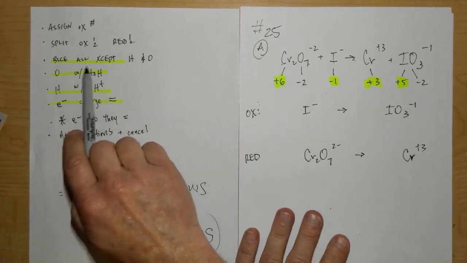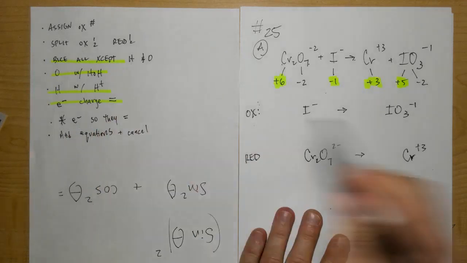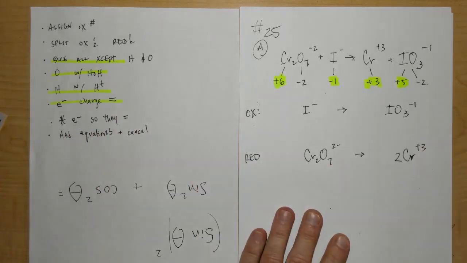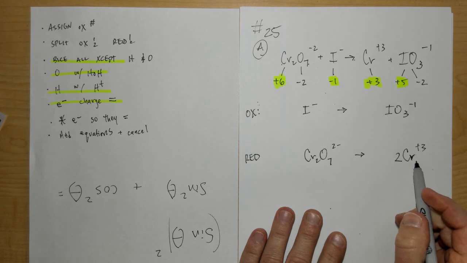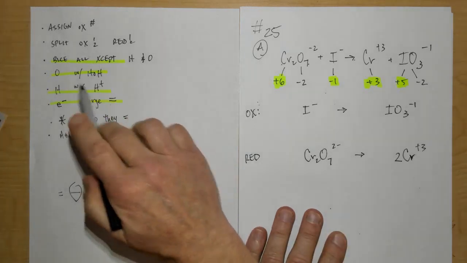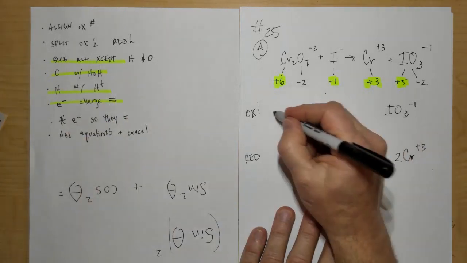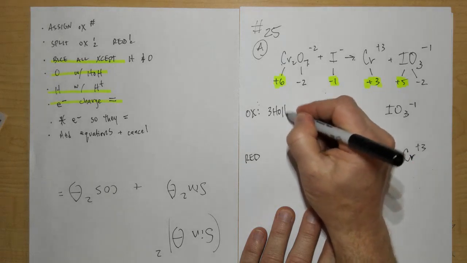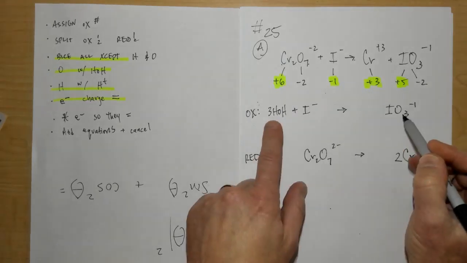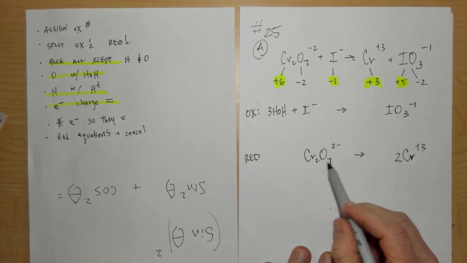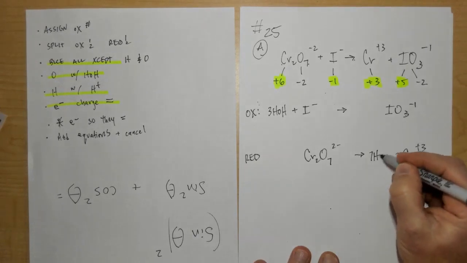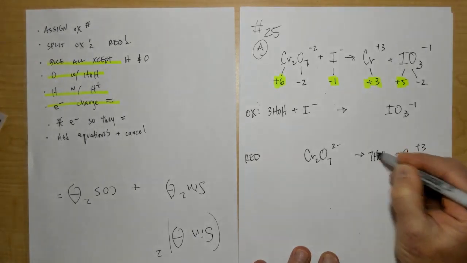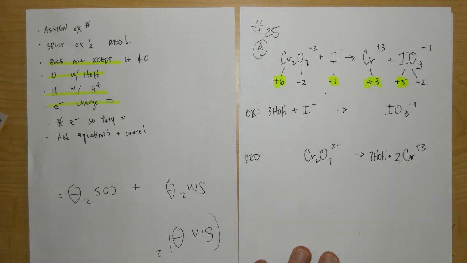Step number 2, balance everything except for hydrogen and oxygen. The only thing that needs balancing besides hydrogen and oxygen is the chromium. Step number 3, balance the oxygens with water. 3 oxygens here, so I'll need 3 waters over here to balance the oxygens. 7 oxygens here, so I'll need 7 HOHs over here to balance the 7 oxygens here and here.